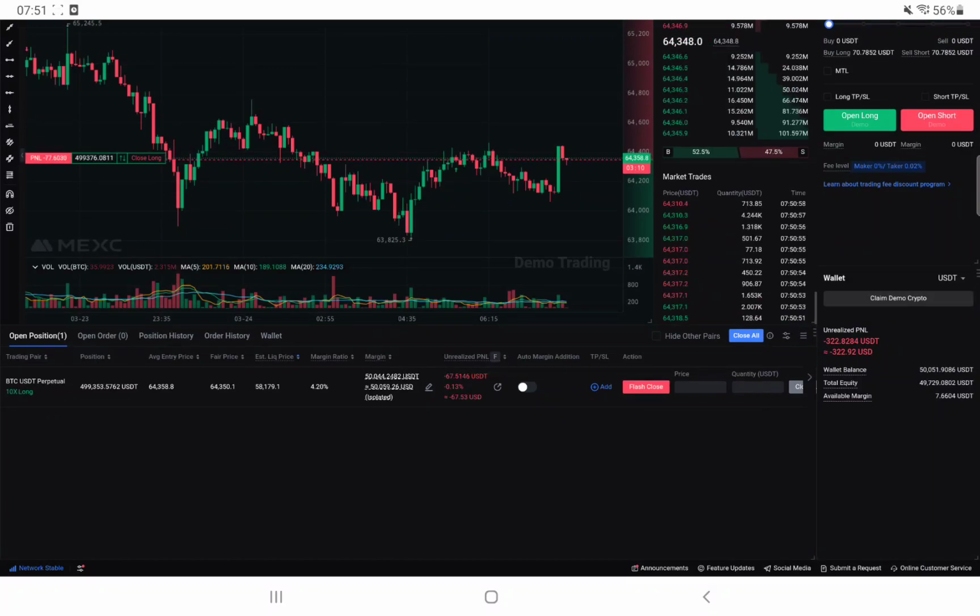Right, firstly, there's something going very wrong here. I'm currently on 10x leverage. 10x leverage basically means if I'm trading with my full amount, which is 50,000 I got from this demo app, I'm now trading with a position of 500,000.